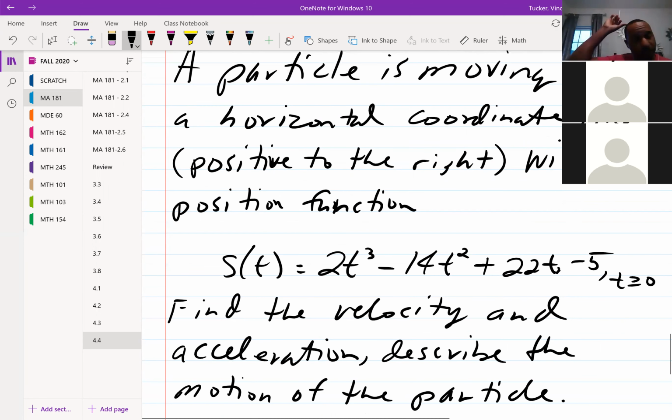All right, you got a chance to write that down. A particle is moving along a horizontal coordinate line, positive to the right, with position function s of t equal to 2t cubed minus 14t squared plus 22t minus 5, where t is greater than or equal to 0, where t represents time. Find the velocity and acceleration. Describe the motion of the particle.